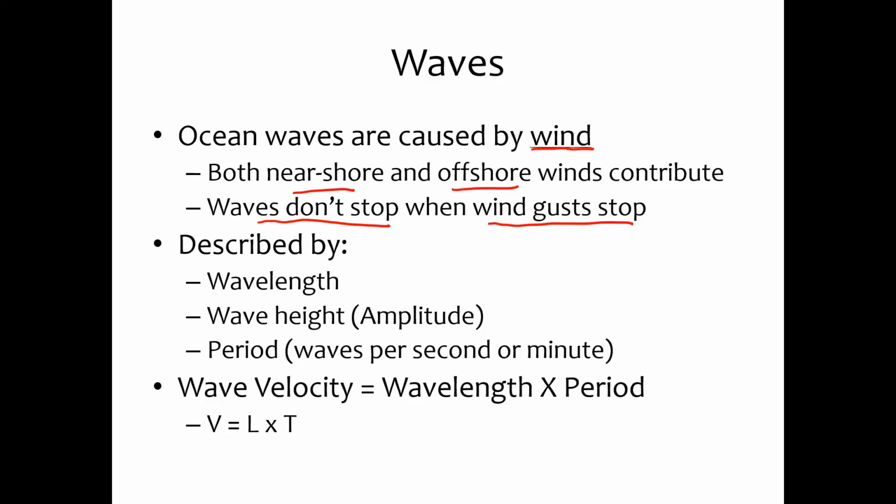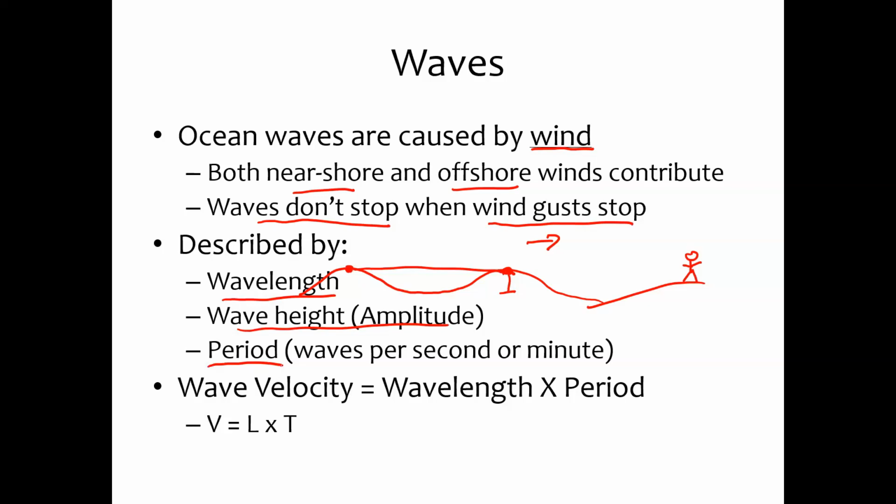We can describe the features of a wave by describing its wavelength. If you're standing on the beach looking out, you can see a wave coming in, and then behind it is another wave coming in, sort of stacked on top of each other, moving in this direction. The wavelength is just the distance between wave crests. We can also talk about the wave height, how tall these waves are. And lastly, we can talk about the period of the waves, which is the rate at which the waves are hitting in terms of time. That would be something like waves per second or waves per minute.